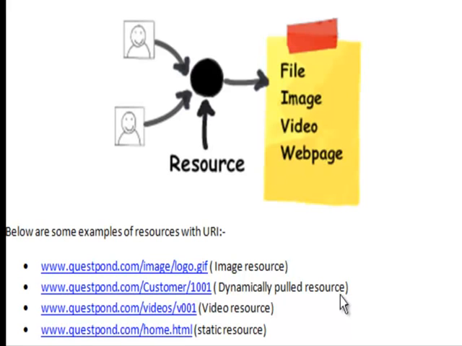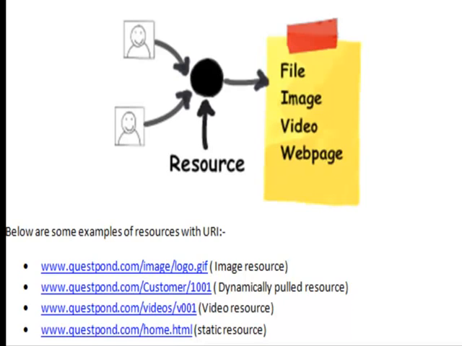So for example, below are some examples of how a resource would look. If I want an image resource, then it will be www.questmon.com/image.logo.gif. So this is an image resource. If it's a dynamically pulled resource, then it can be www.questmon.com/customer1001. If it's a video resource, it can be something else. If it's a static resource, it can be something else. But whatever it is, at the end of the day, in REST everything is a resource, or whatever data you want from the net is a resource, when you look from the REST point of view.